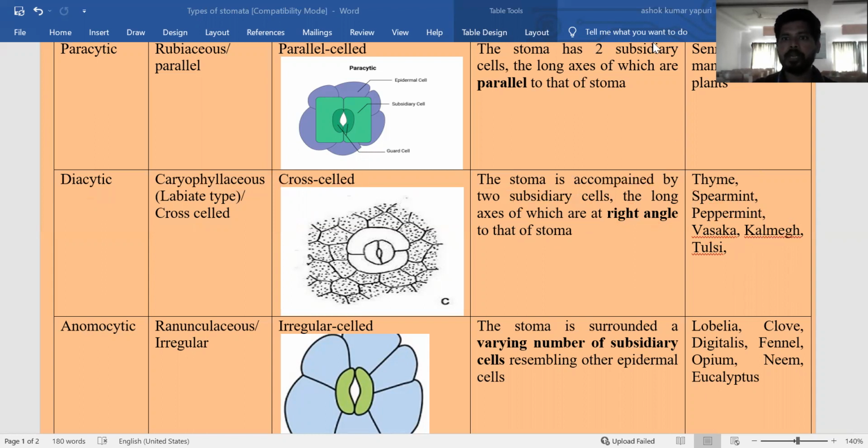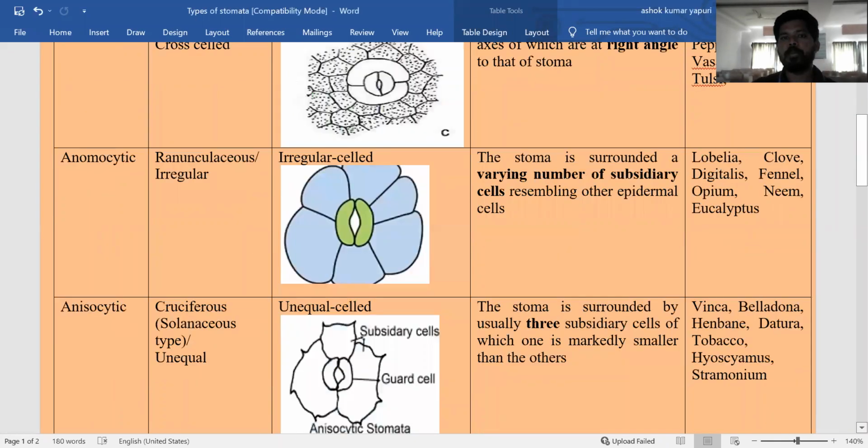Next one is the third type. What is the third type here? The third type is anomocytic. It is also called ranunculaceous or irregular type. The type of stomata is anomocytic. It is also known as ranunculaceous type or irregular type. Based on the cell arrangement, these are also called irregular celled stomata.